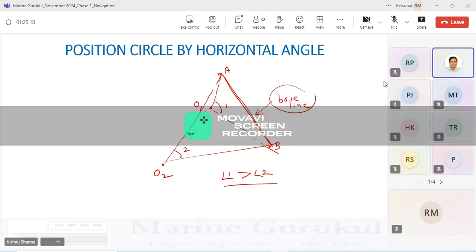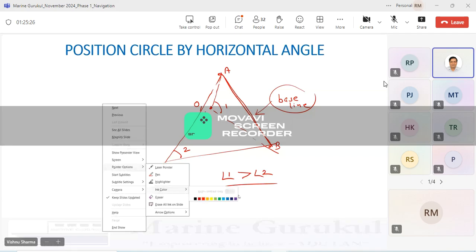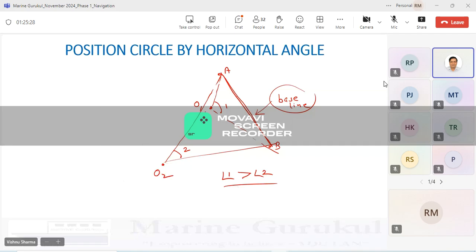Second, now if I fix the observer and I change the distance between the objects, I change the baseline. That means let the observer be at O1 only. And now instead of B, I take this point C. Now what have I done? I have reduced the length of the baseline. And now at observer 1, you see the angle has reduced.